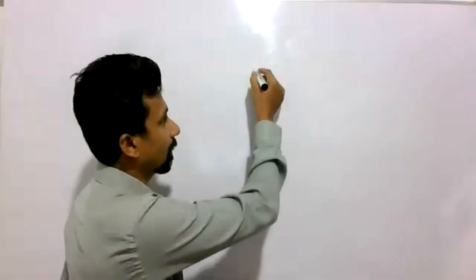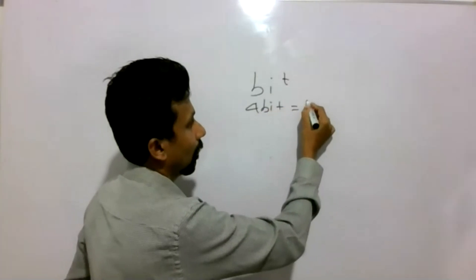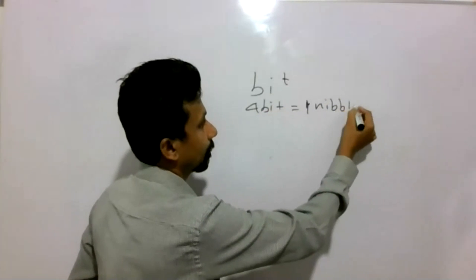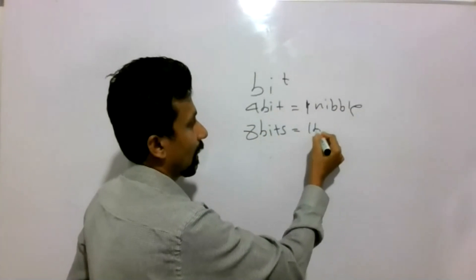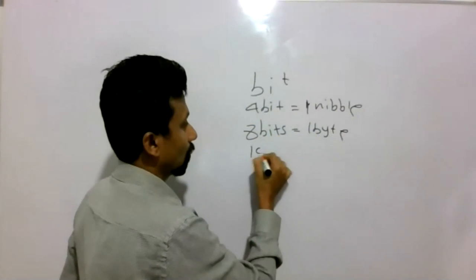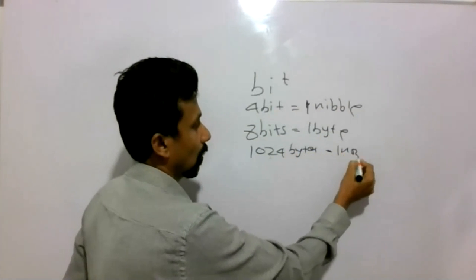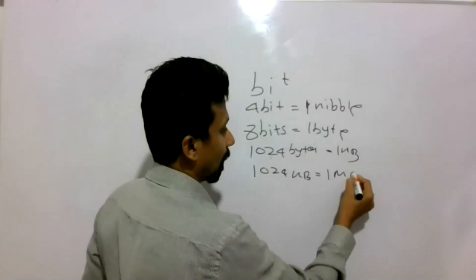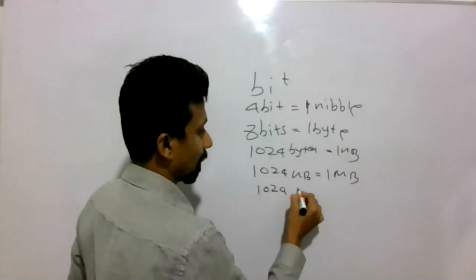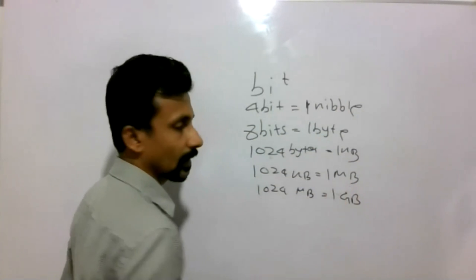Smallest unit is bit. When you have 4 bits, we call it 1 nibble. So 8 bits, 1 byte. 1024 bytes, 1 kilobyte. 1024 kilobytes, 1 megabyte. 1024 megabytes, 1 gigabyte, GB, right? 1 gigabyte.